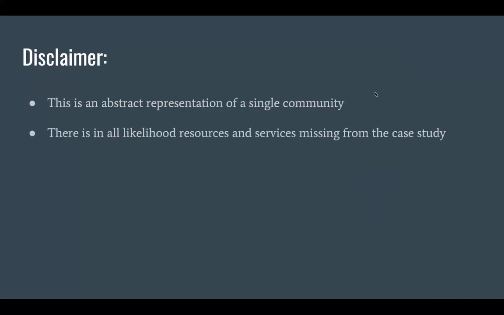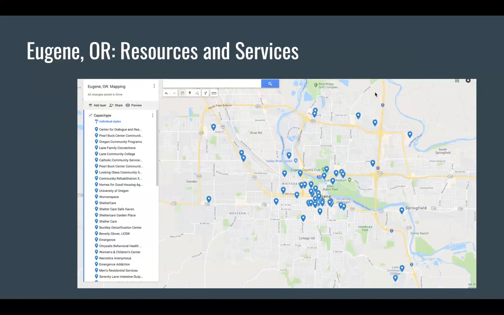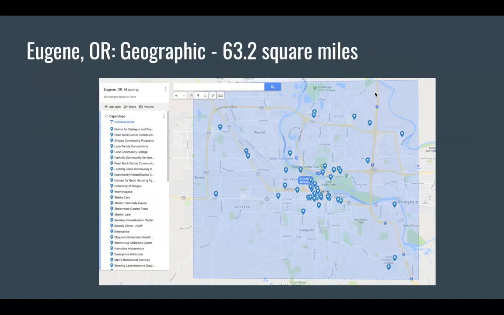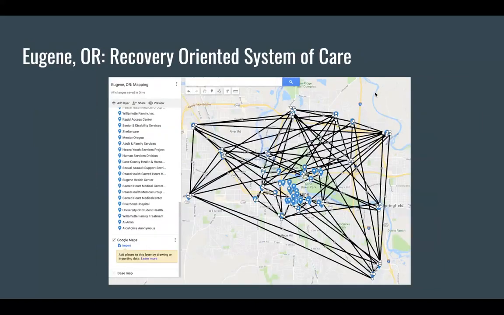A quick case study. So we actually applied this in Eugene, Oregon. Again, just some disclaimers: this is an abstract representation of a single community, and there's a likelihood that not every resource was mapped. But you'll see that we took a geospatial community, so 63 square miles around Eugene, Oregon, and mapped the different recovery support institutions and other services that we had previously talked about and where they exist within that geolocation. And then we began to look at how these things theoretically should be interconnected within a ROSC system, that they're cross-referring or have bilateral connections, they're meeting regularly, they're creating long-term continuums of care, no matter what supports a person might need. This is what a fully functioning system in a ROSC should look like.